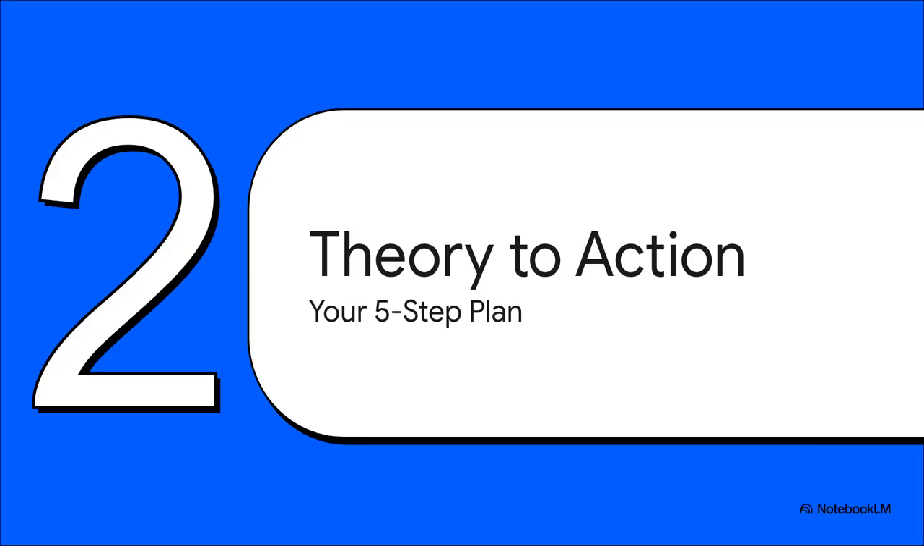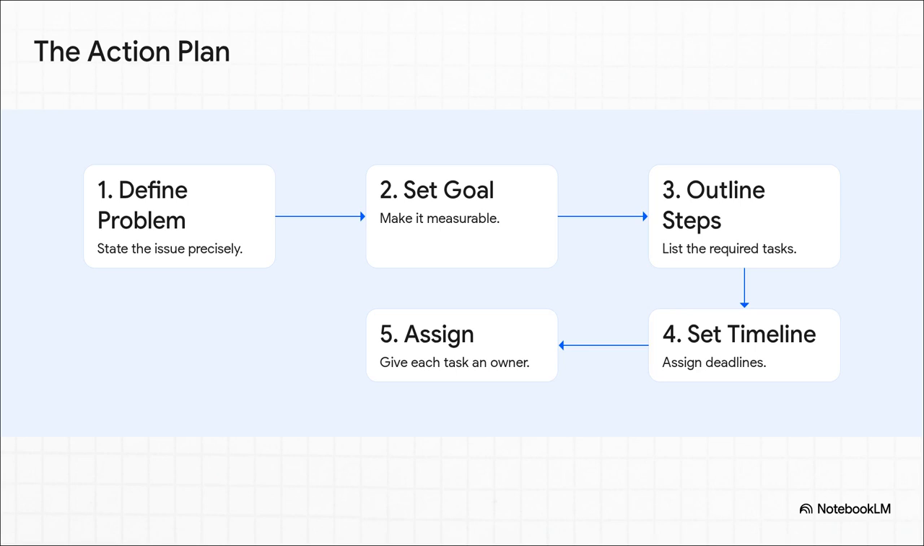So, how do we build that bridge from theory to action? Well, it's actually pretty simple. We're going to use a 5-step plan. Think of this as a framework you can use for every single weakness or threat you've identified, turning it from a problem on a page into a real project. And here it is. This is the whole playbook.